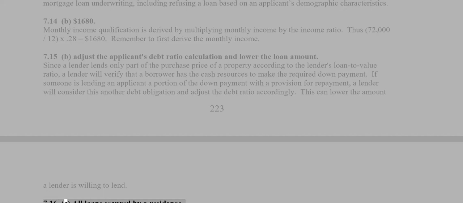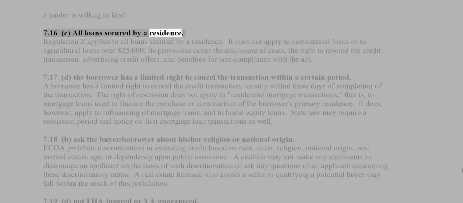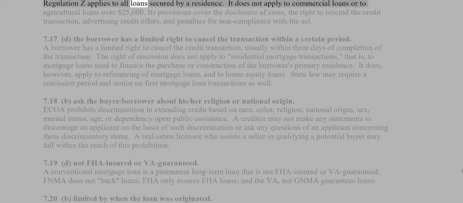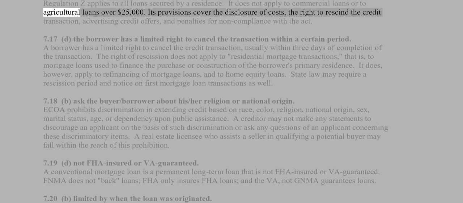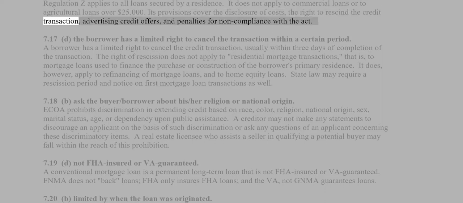7.16 C. All loans secured by a residence. Regulation Z applies to all loans secured by a residence. It does not apply to commercial loans or to agricultural loans over $25,000. Its provisions cover the disclosure of costs, the right to rescind the credit transaction, advertising credit offers, and penalties for non-compliance with the Act.